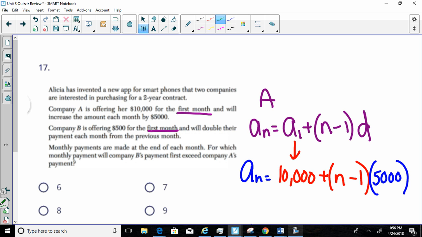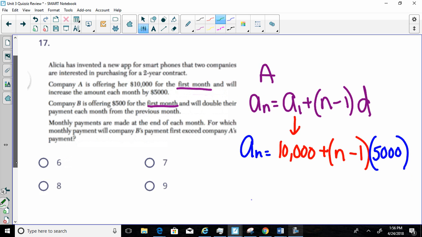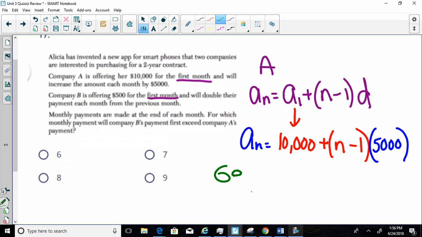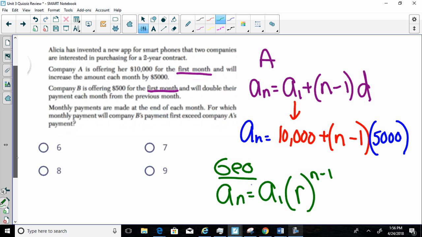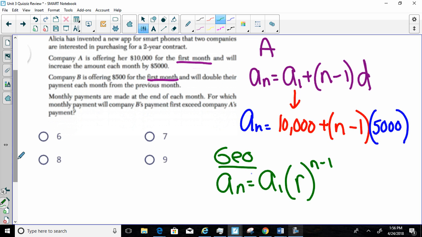Then company B's is talking about doubling. So what type of equation would that be? Geometric, right? And so that explicit equation is A sub n equals A1 times R to the n minus 1, and that equation is given to you. So what is the first term in that one? 500, right, for the first month. So A sub n equals, and I would use 500. The second term would be 10,000 because they're doubling.